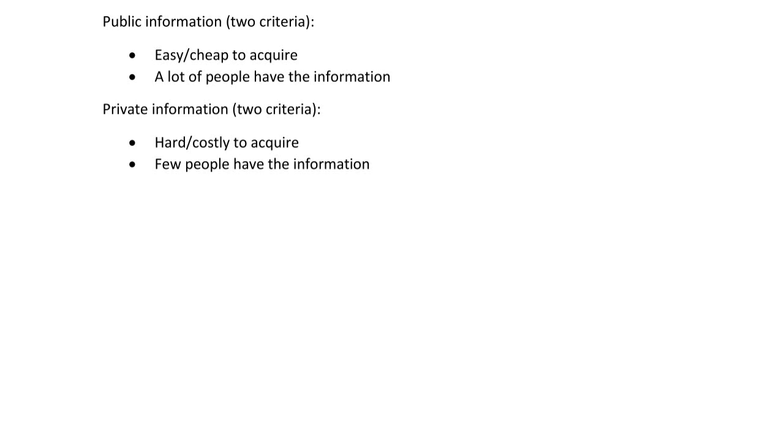Now, in reality, things are not entirely clear whether it's public information or private information. It's more of a continuum in that there's varying degrees of difficulty in acquiring information. And the exact number of people who have it, it's a little bit unknown. But those are the two criteria that I want you to think about. So to get a little bit more specific, I want to draw a diagram about these types of information.